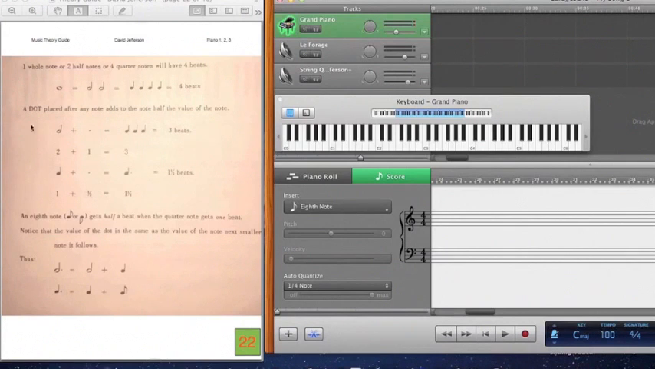Or you can think of it the other way around. You can think of it as half of this value, which is 4 beats, which would be 2 beats, one of the half notes. So those 2 beats added to those 4 beats is going to equal 6 beats, meaning a dotted whole note.